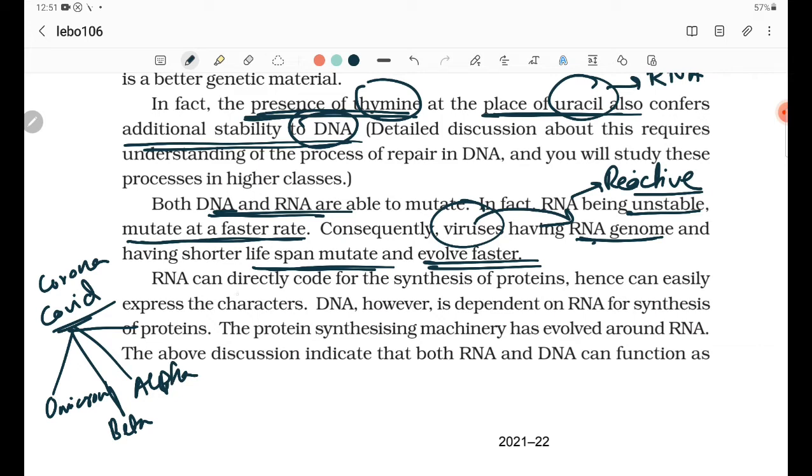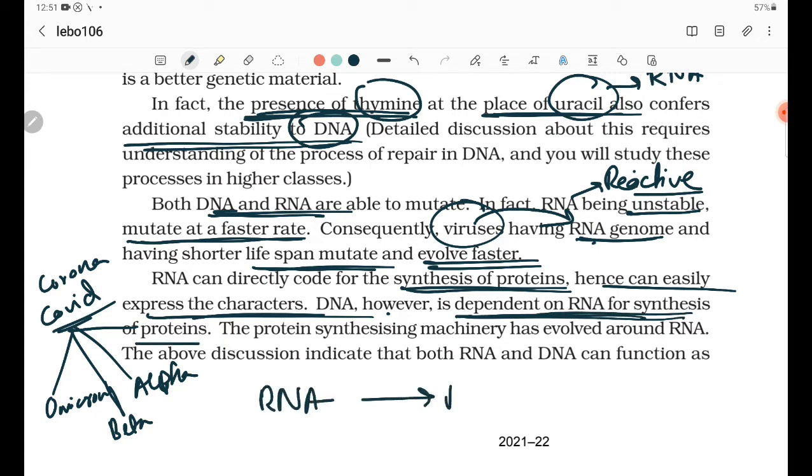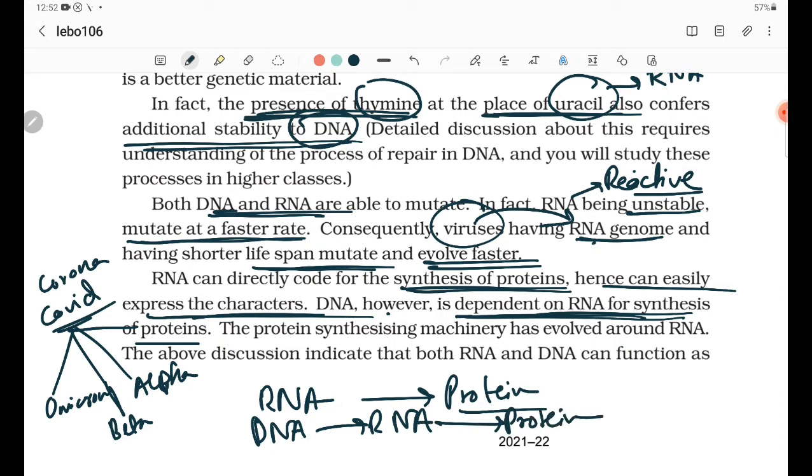So RNA can directly code for synthesis of protein, hence can easily express characters. DNA, however, is dependent on RNA for synthesis of protein. So RNA can form protein directly, but DNA is dependent on RNA for protein synthesis. Very, very important. So the protein synthesizing machinery has evolved around RNA.